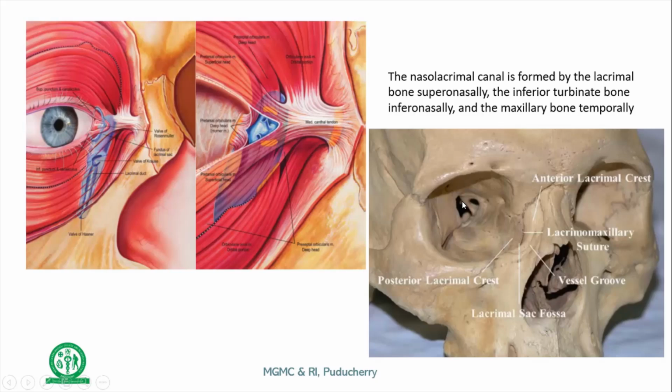And this is a sutura notha here. This is not an actual suture line, but a vessel groove formed by the impression of the branch of the infraorbital artery. And we have the bony NLD. The bony NLD is formed laterally by the maxillary bone, medially in the superior part by the lacrimal bone, and inferiorly by the inferior turbinate.